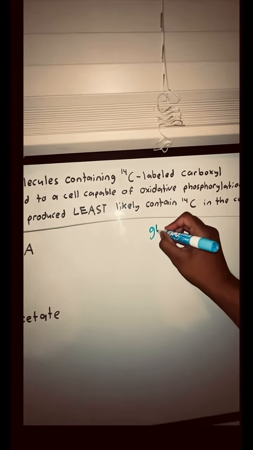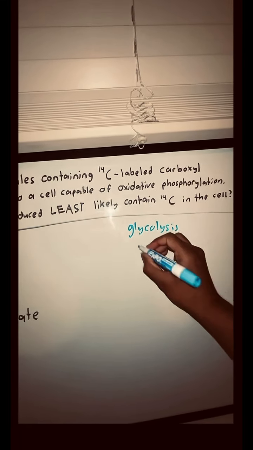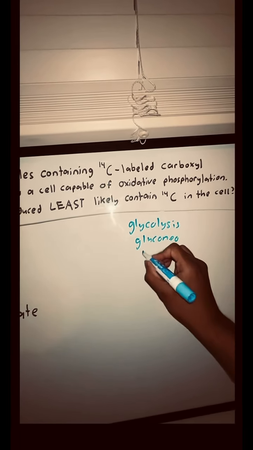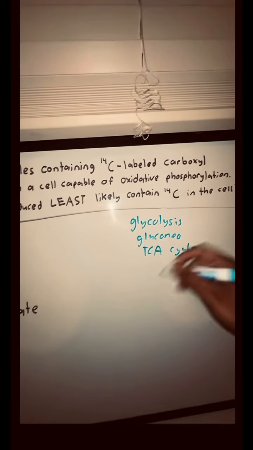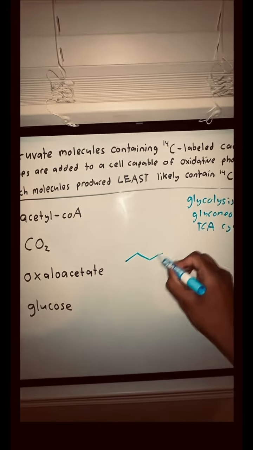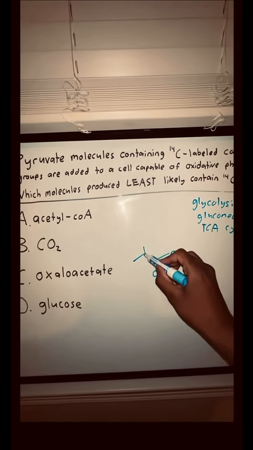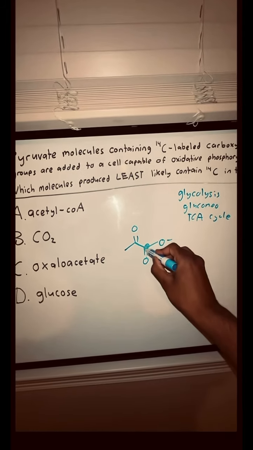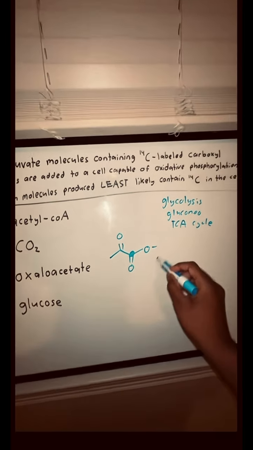So it says that the cell can do oxidative phosphorylation. So that means it can do the typical glycolysis and gluconeogenesis, but can also do things like participate in the TCA cycle and all those other things, right? And so let's start with pyruvate here, and we're going to see during any of these processes what happens to this specific carbon, right? This is the radio-labeled carbon-14 that's part of the carboxyl group.